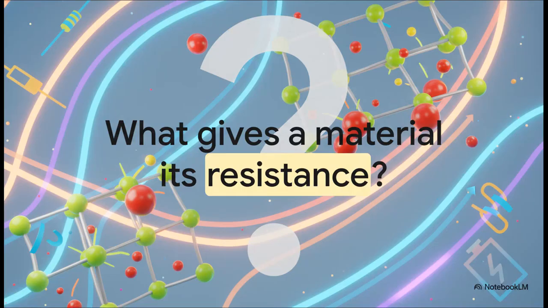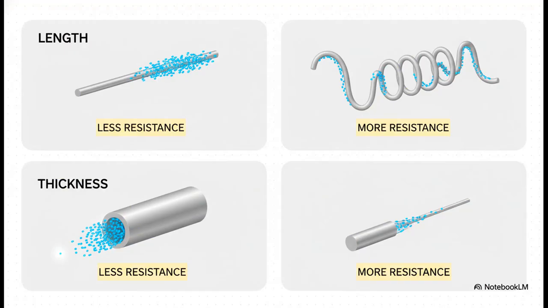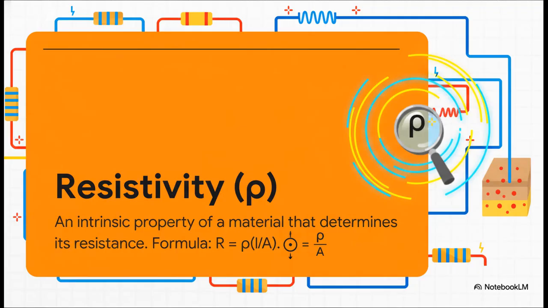So that begs the question, what actually gives a material its resistance in the first place? Well, a couple of big factors are the wire's length and thickness. A longer wire has more resistance. And that's all captured in this formula. That little rho symbol stands for resistivity, a property of the material itself.